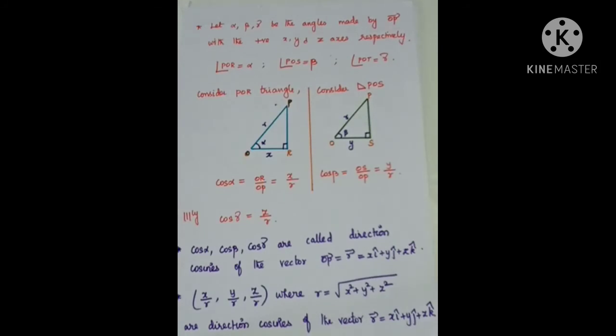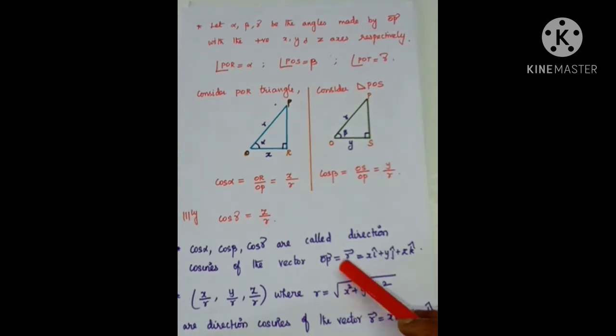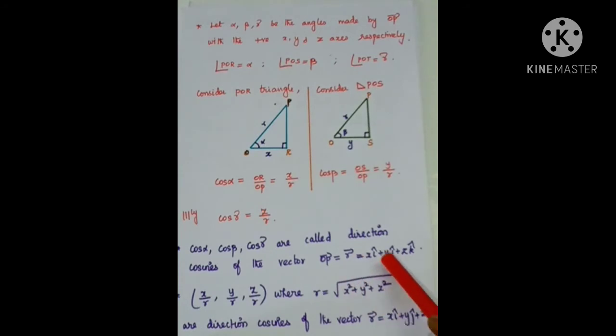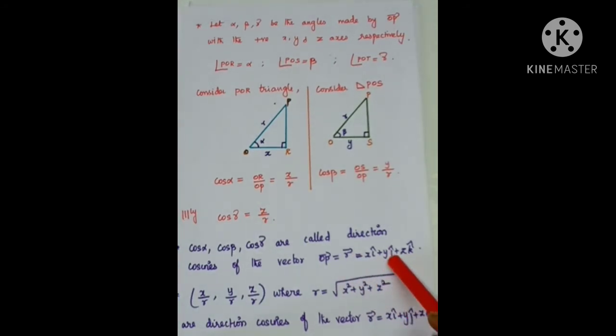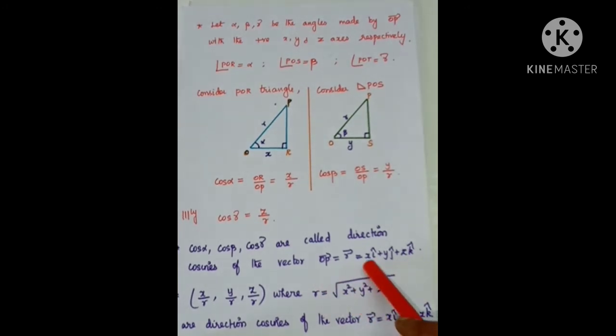Okay, what are cos alpha, cos beta, cos gamma? They are nothing but the direction cosines of the vector OP. What is vector OP? It can be denoted by the symbol r vector, having x i cap plus y j cap plus z k cap. If P is a point having the coordinates x, y, z, it means your vector OP is equal to x i cap plus y j cap plus z k cap. For this vector, cos alpha, cos beta, cos gamma are nothing but the direction cosines of that vector.